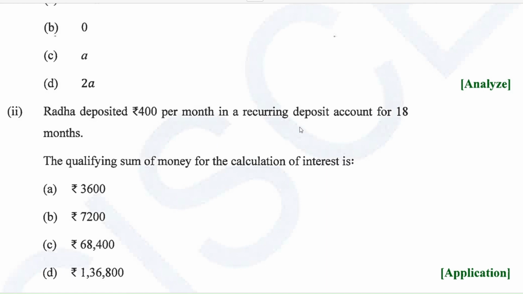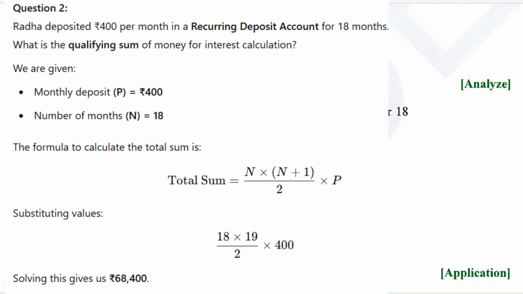Next, question 2. Radha deposited 400 rupees per month in a recurring deposit account for 18 months. What is the qualifying sum of money for the calculation of interest? Here P is given as 400 and N is given as 18. So what is the formula? We are given monthly deposit P is equal to 400 rupees, and the number of months N is equal to 18.